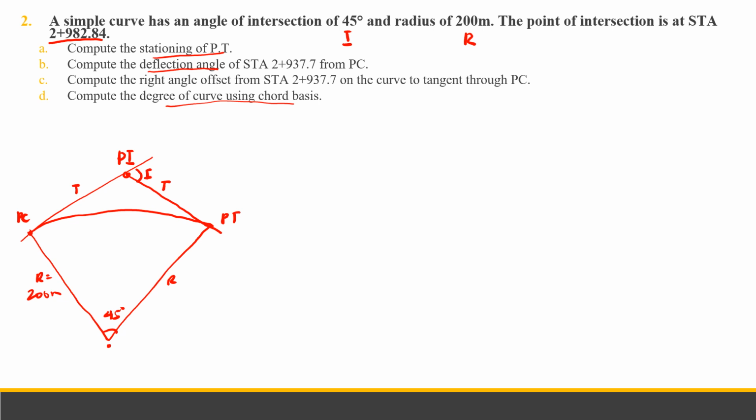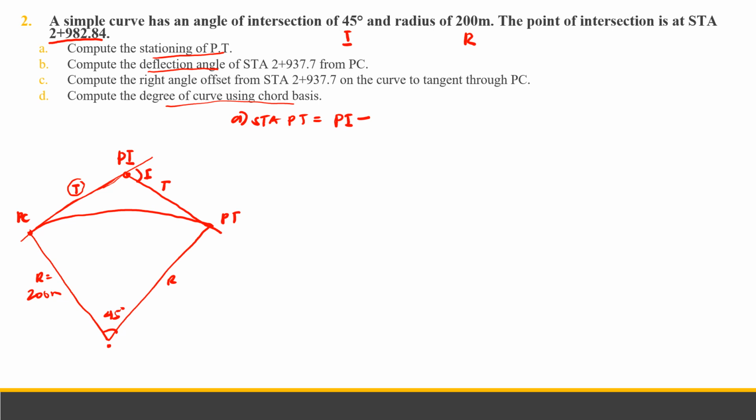So, to get the stationing of PT, from PI we have a station. So, we isolve the tangent distance. We get the tangent, then the length of arc. So, stationing of PT is equal to the stationing of PI minus the tangent, because it is a backward tangent. So, parang babalik ka sa pinanggalingan ng reference.